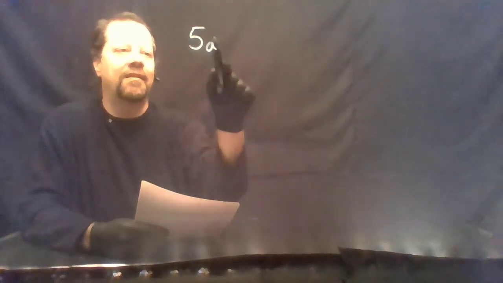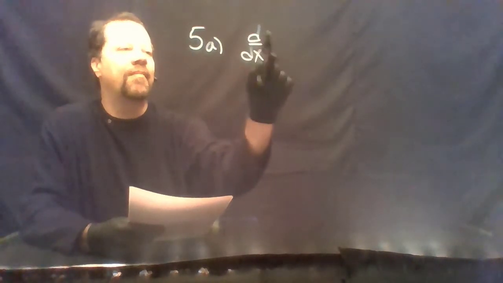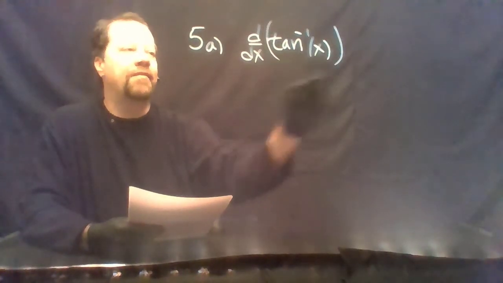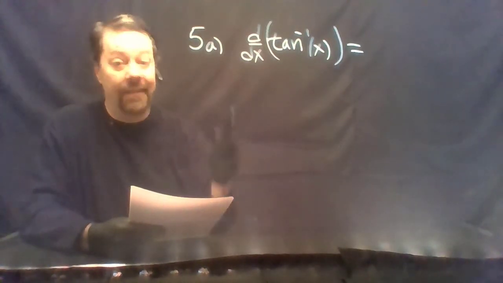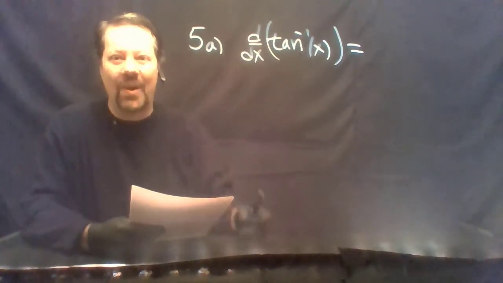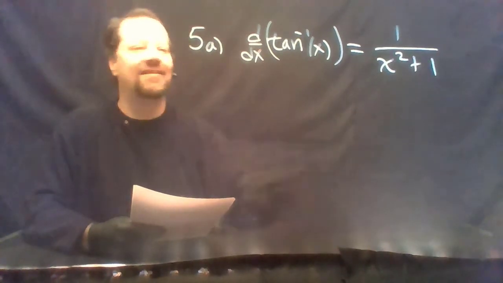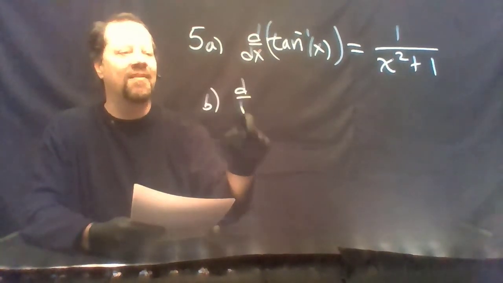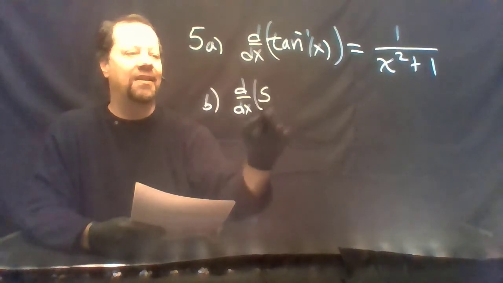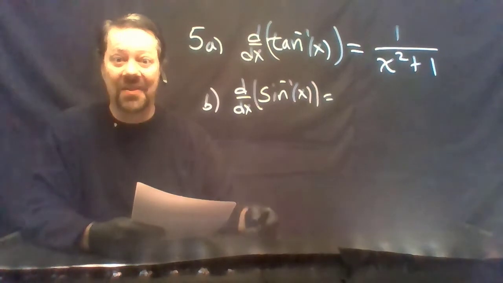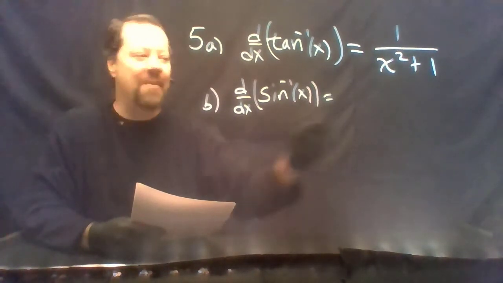Problem 5 has 3 parts. In 5a, I ask you to calculate the derivative of the inverse tangent. Now, that's the one. That's the one I asked you to remember. You're asked to calculate the derivative of arcsine of x. That's the other one. The other one I asked you to remember.